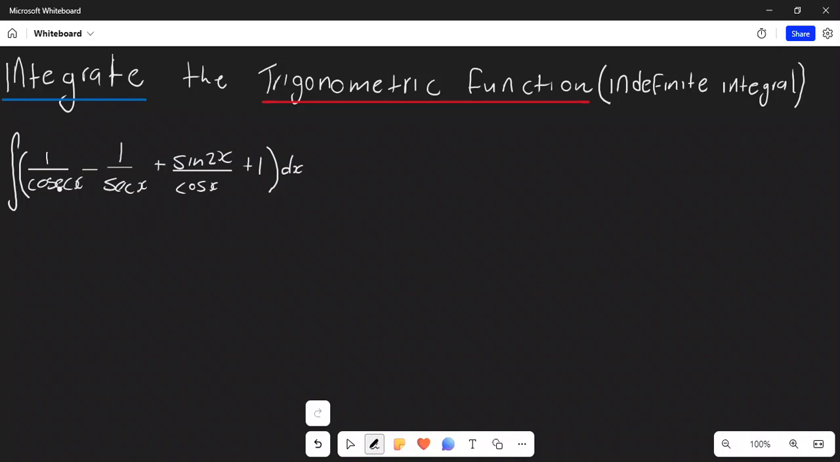Alright guys, let's start. So here's what you need to know. This function here, all these terms in fact except for one, need to be simplified. So we need to simplify this function here. Remember, when we simplify, the integral sign and dx still remain there. Alright, so let's simplify.